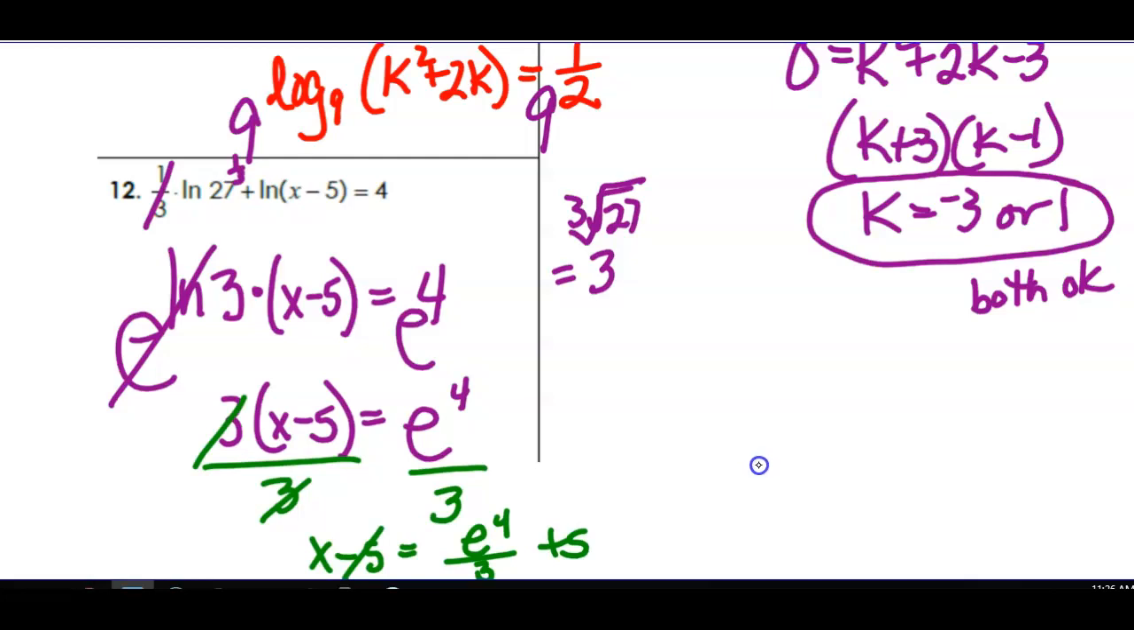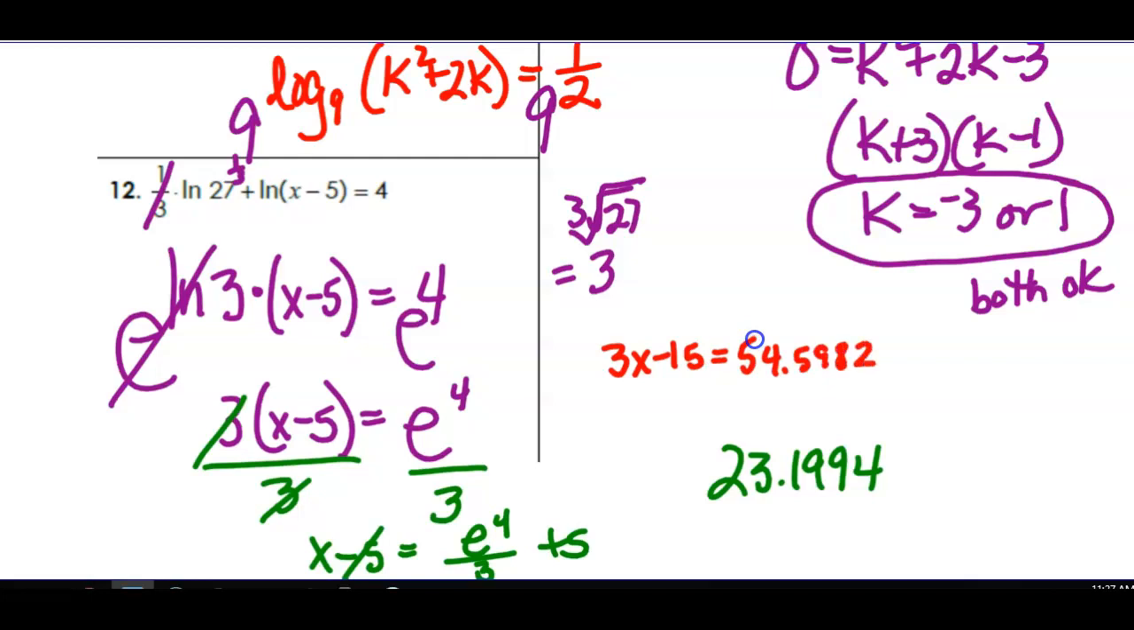I got 23.1994. Okay, whatever order you did that in. So right here you could have distributed and said 3x minus 15 equals, and if you just did e to the 4th, you'd have 54.5982. Then if you added 15 and then divided by 3, you'd still get this answer. Okay. So any way you want to go about it, that's what you should end up with.